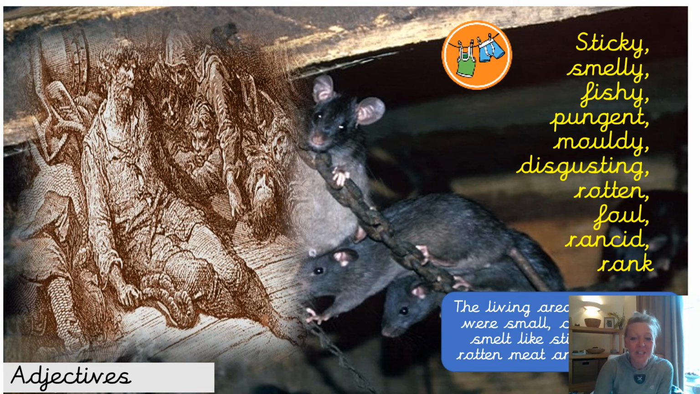So how did you get on? Can you see my example on the board? The living areas for pirates were small, cramped, and they smelt like stinky socks and rotten meat and dead rats. Can you use some of your adjectives, your basics, to describe the disgusting conditions inside a pirate ship?